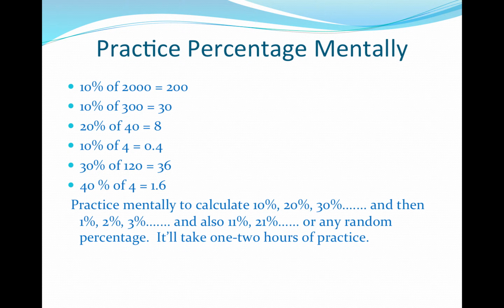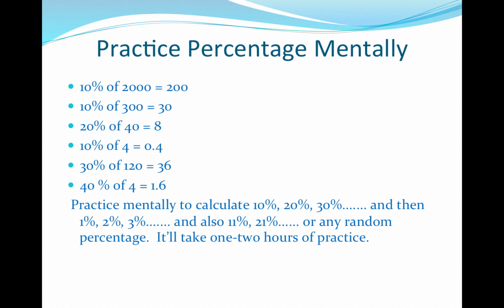Okay, now let's calculate simple percentages mentally. Start with 10%. To find 10% of any number, just divide it by 10, because 10% means multiplying by 10 and dividing by 100. In result, just divide it by 10. So 10% of 2000, 2000 divided by 10 is 200. 10% of 300 is 30, because 300 divided by 10 is 30.